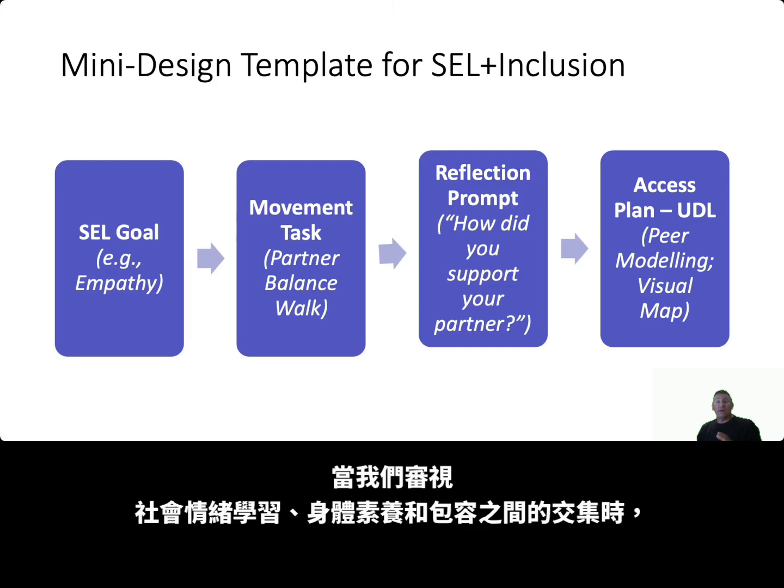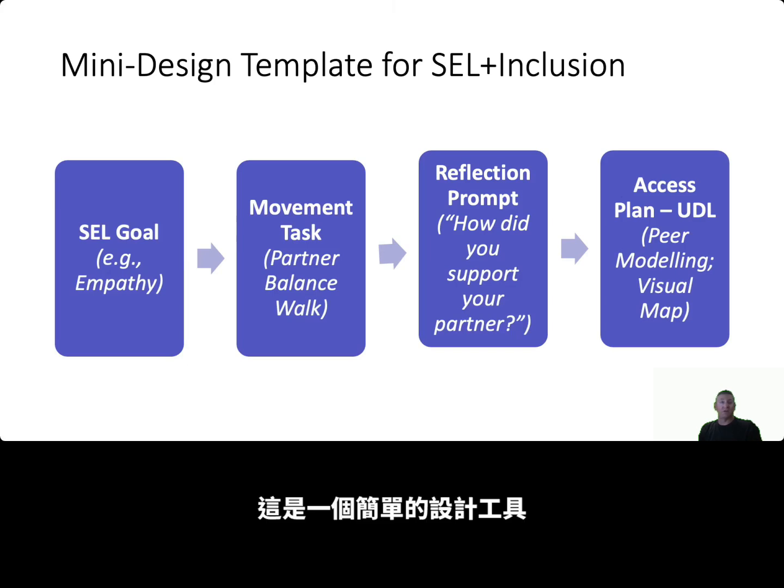When we look at this idea of the intersections between social emotional learning, physical literacy, and inclusion, here's a simple design tool that you can use to intentionally embed social emotional learning into your physical education activities. Again, we want to start with the end in mind. So start by identifying your social emotional learning goal. Here we're going to talk about empathy.